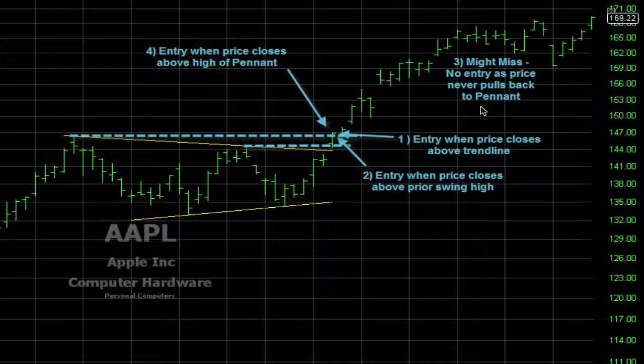Here you see that the might miss trade is actually a miss trade this time, because price doesn't pull back to test the pennant. It simply just climbs, but that's okay. It proved that the pennant was the right trade.